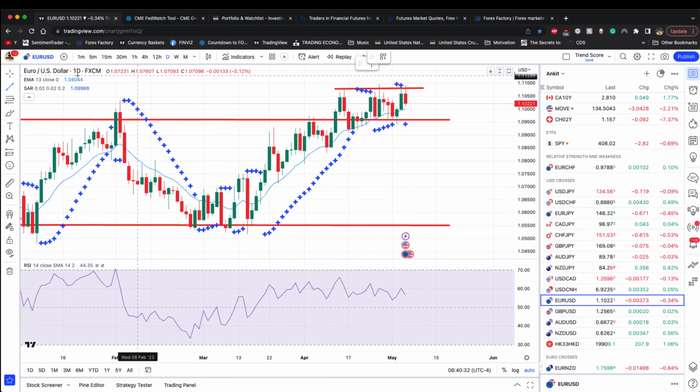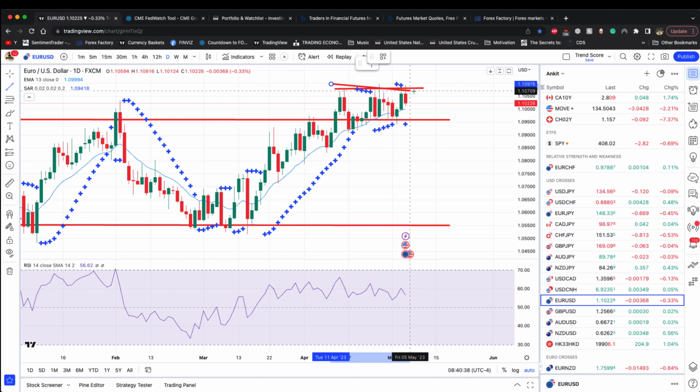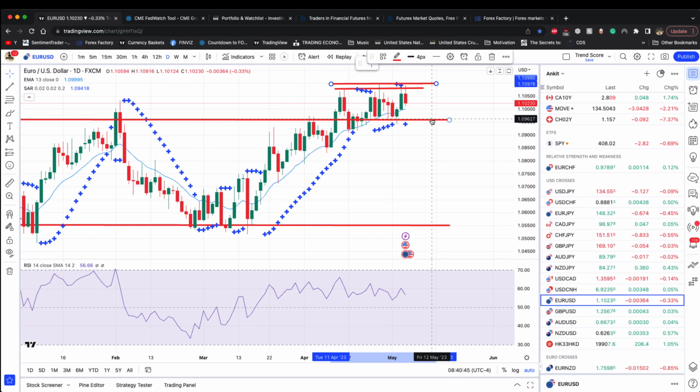So you can see that there is a strong level of resistance at about 110, or 110.80, I think, right here. And then if you take a look at the bottom side, we have 109, 109.60. So that's the area that it is continuing to go back and forth from. Let's take a look at other areas.